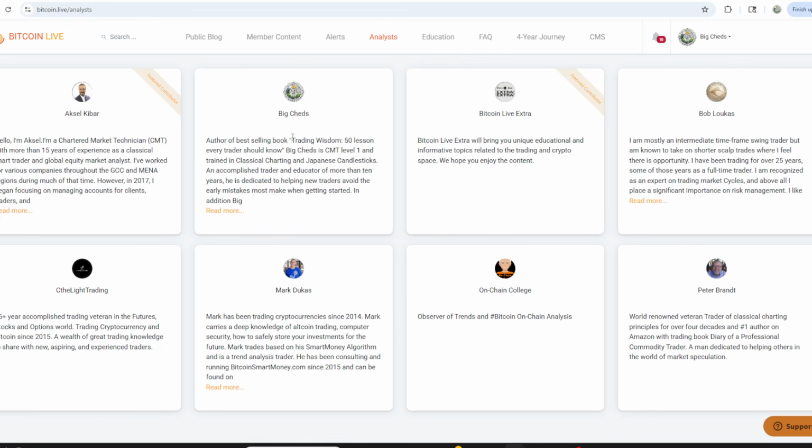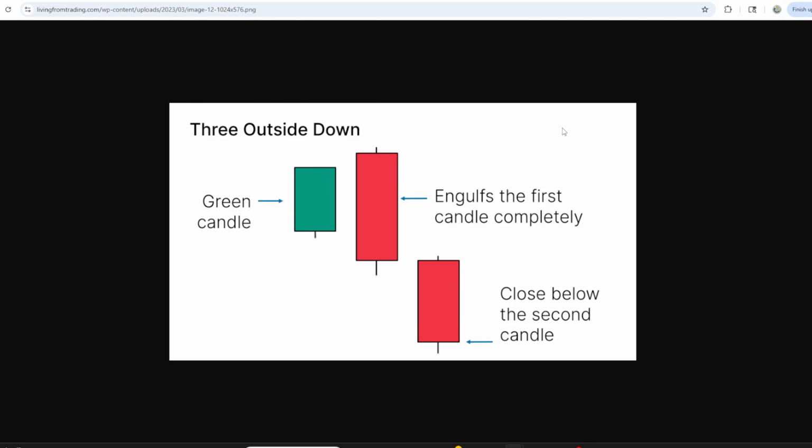Today we're going to talk about some three candle patterns. We're going to talk about the volume on three candle patterns and why it matters.